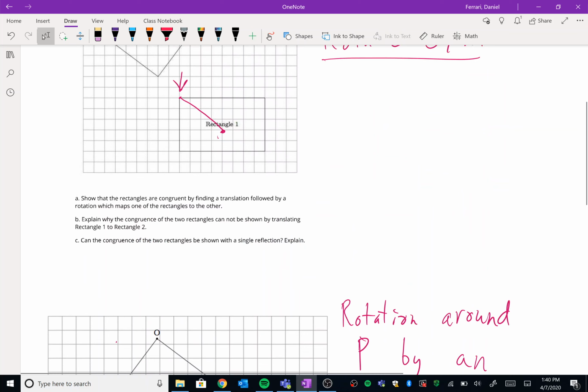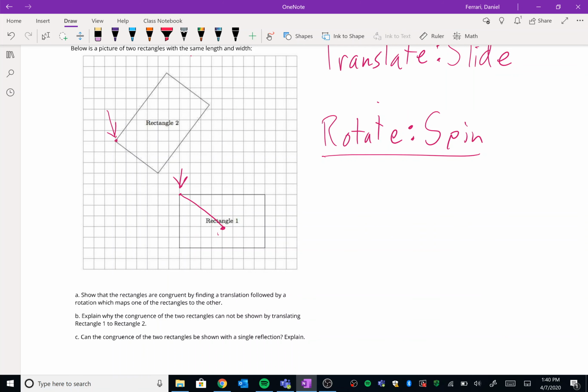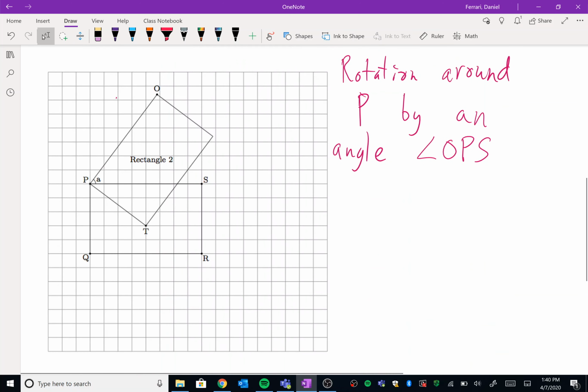All right, let's go ahead and take a look at part B. Okay, so part B says, explain why the congruence of the two rectangles cannot be shown by translating rectangle 1 to rectangle 2. So we did that. Okay, we did that right here. Now, you can probably look at this picture and tell me why I can't tell you that rectangle 2 and rectangle 1 are the same anymore.